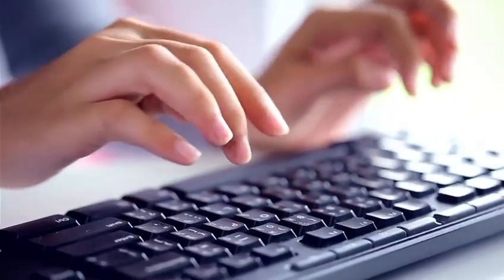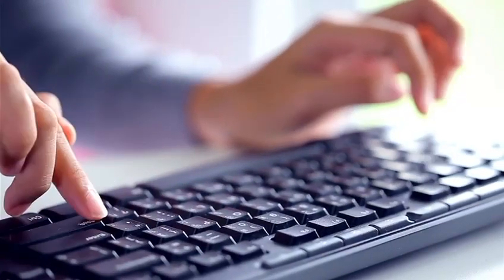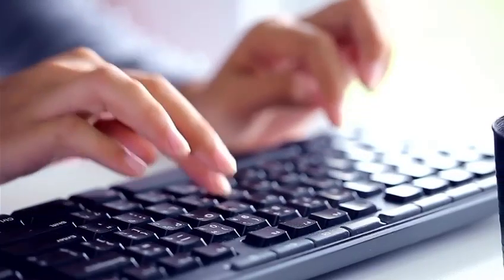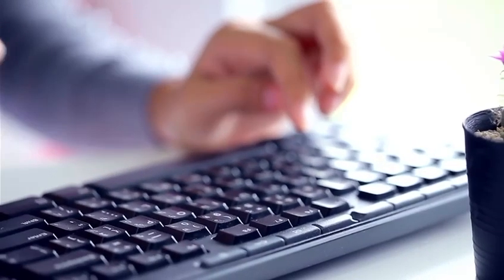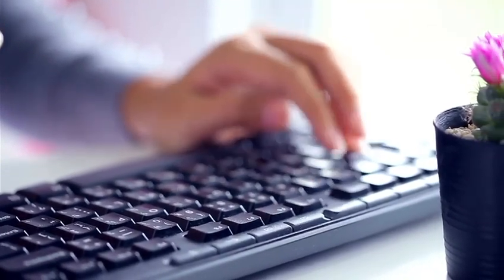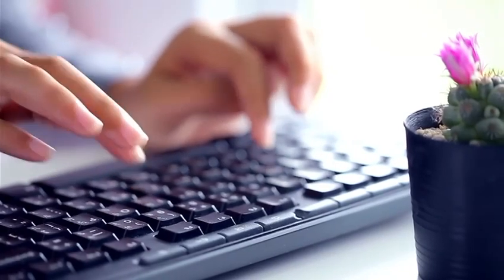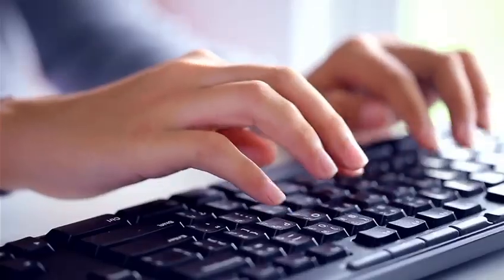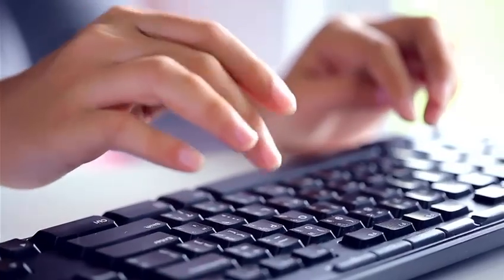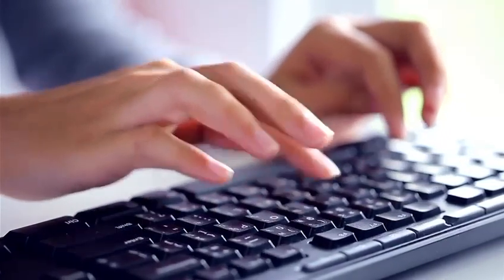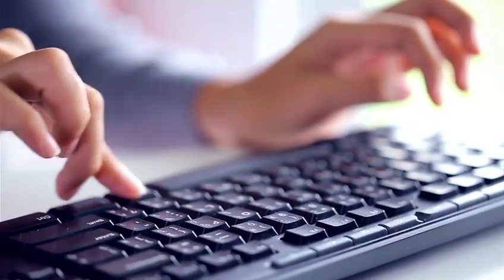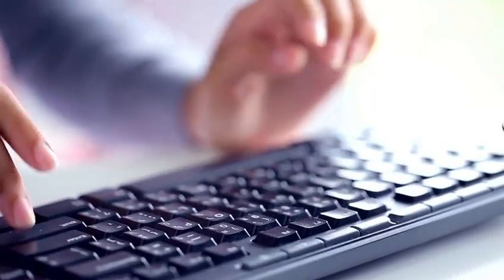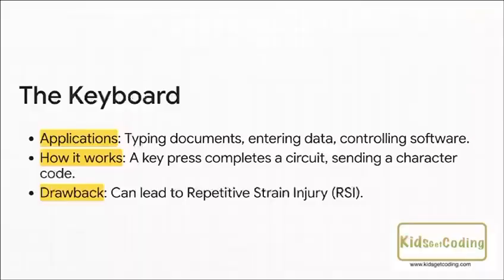This very question led to the invention of the two most common input devices we use every single day. They've become so universal we barely even think about them anymore, but they are our primary tools for commanding a computer. First up, the keyboard, our workhorse for text. Every single press completes a little circuit, and that sends a unique character code that tells the computer you've typed an A or a 7.